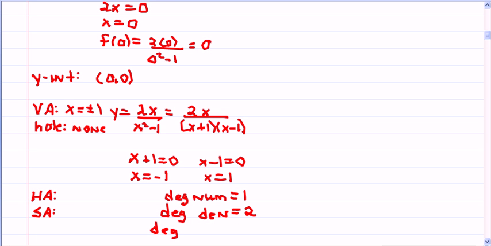So since the degree of the numerator is less than the degree of the denominator, the horizontal asymptote is the equation y equals 0, and since it can't have both a horizontal and a slant asymptote, the slant asymptote is none.